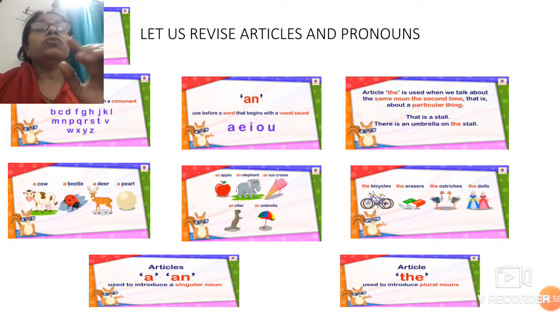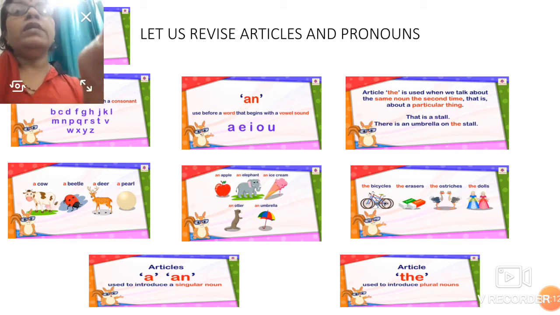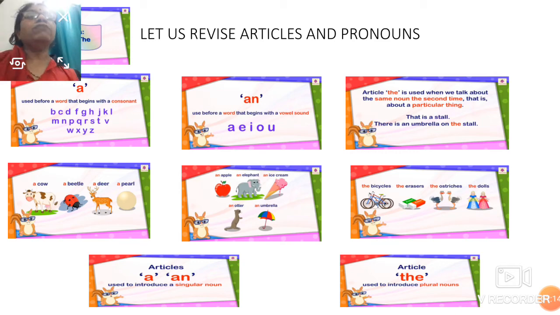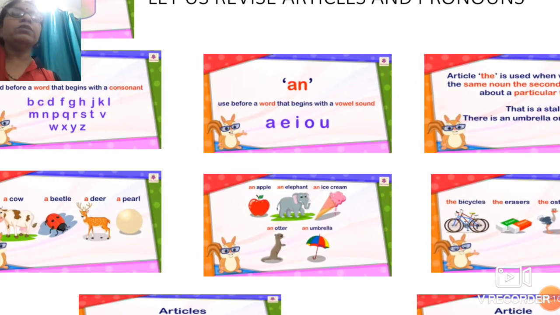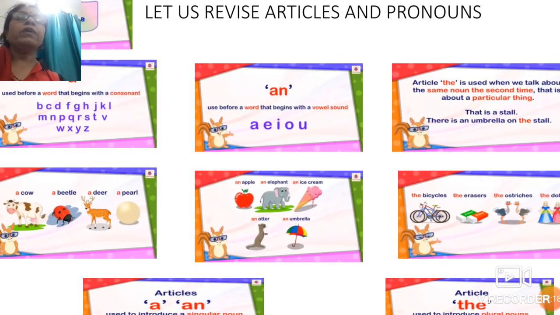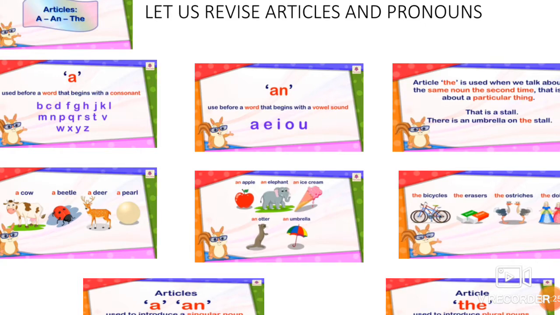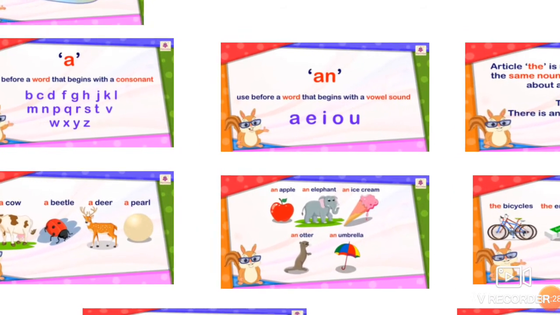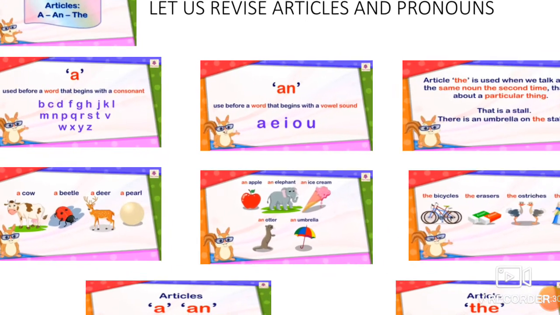Okay, children. So now, first let me tell you once again that a, an, and the are articles. Okay. Now let us begin. Can you see the first one? Let me zoom it. Now a is used. One minute, children. Now look here. I had to remove my camera so that you will be able to read this.